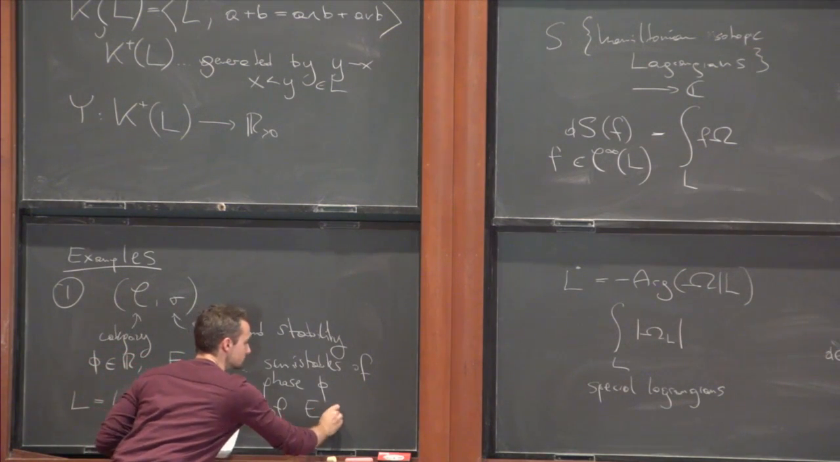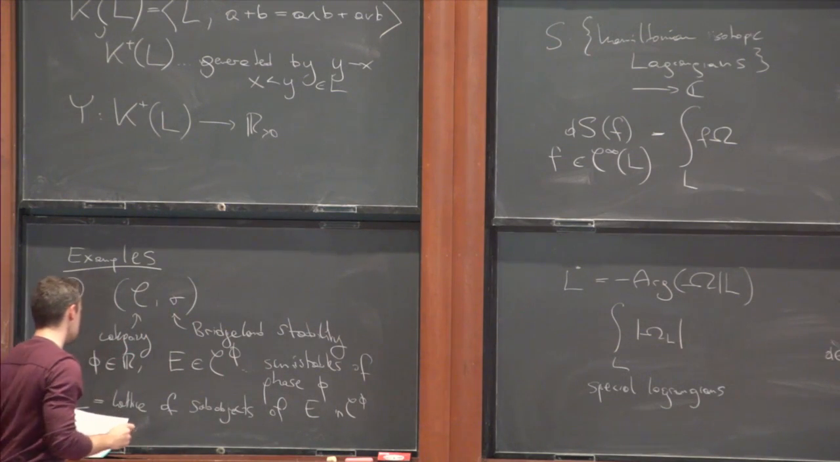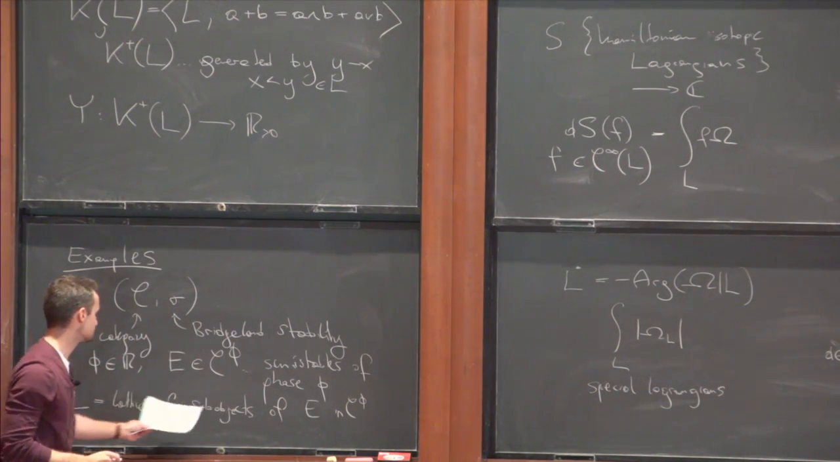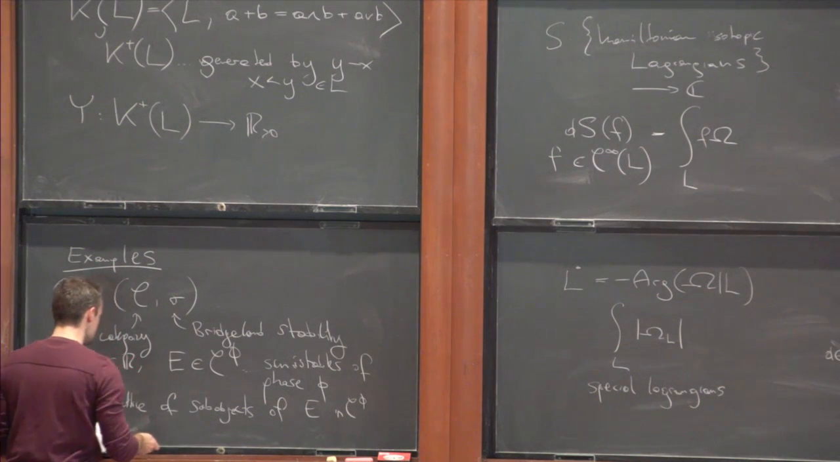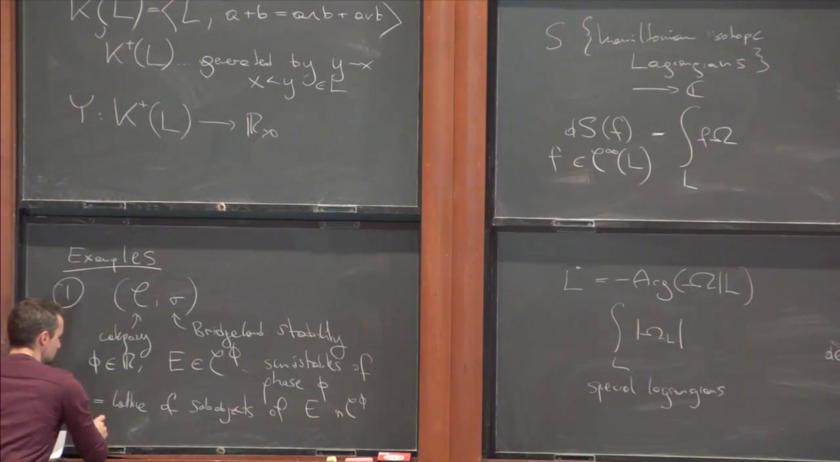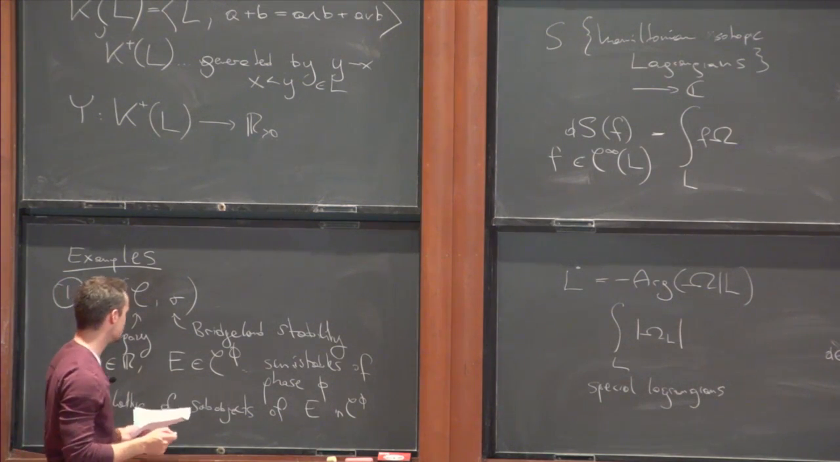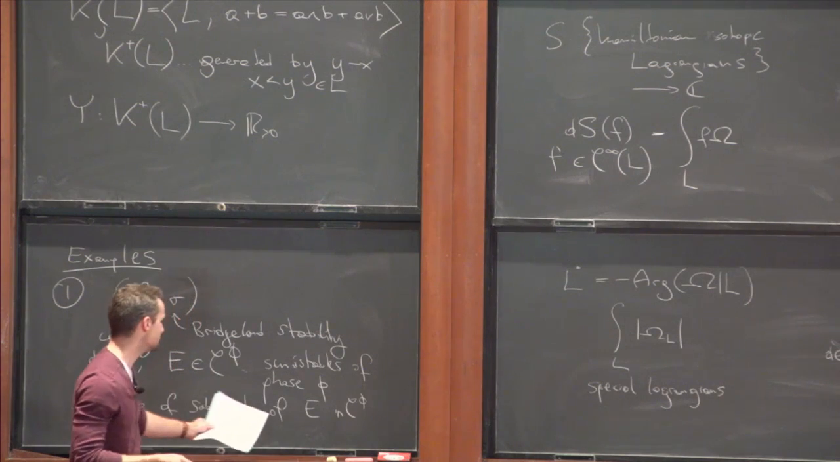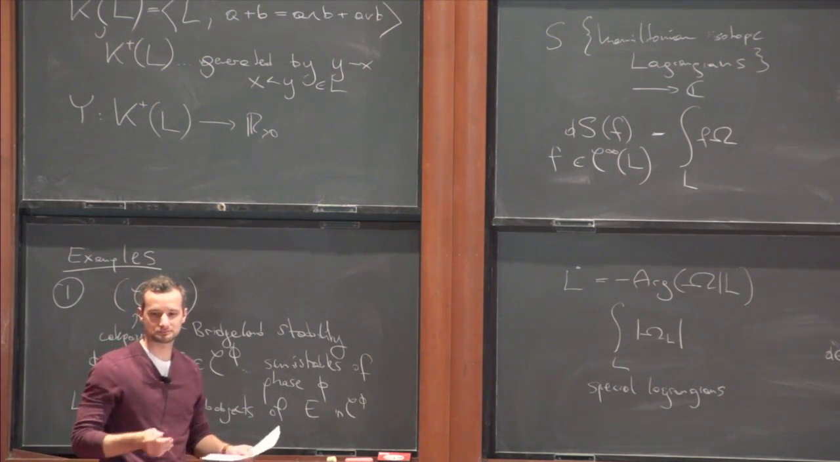Sub-objects of E in C phi. So part of the definition of a Bridgeland stability condition ensures that this is a kind of finite length. You cannot have any arbitrarily long chains of sub-objects. And the operations are just intersection and sum. So coproduct and product. This is an abelian category, so you have products and coproducts.